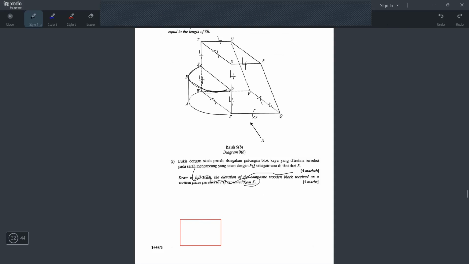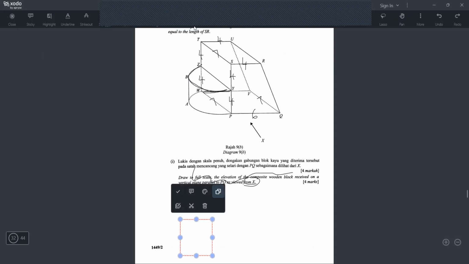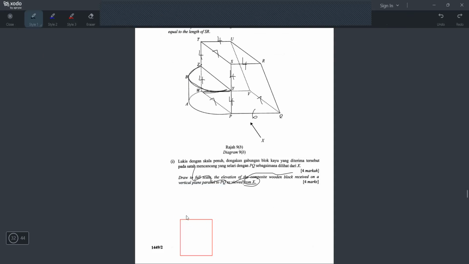And one more thing, when you draw this, you have to make sure the measurements are all exactly the same. All right, let's make it like this. Let's write down the measurements. So this line will be the panjang here, right? But what is the panjang here?